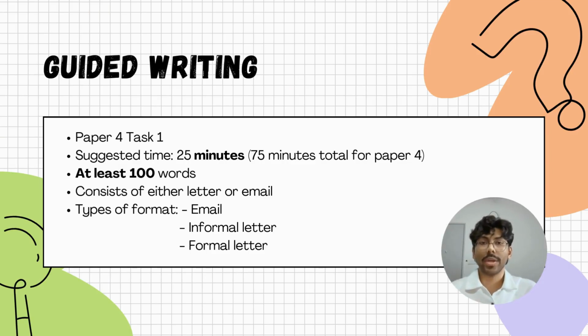Alright, before going into the main contents, let me remind you of the basic format of the guided writing or task 1 of paper 4. You should be taking at most 25 minutes because task 2 is much bigger and harder than task 1. So you should be allocating at least 50 minutes for task 2 while keeping 25 minutes for task 1. Your answer should have at least 100 words. And finally, as all of you are aware, task 1 consists of letters and emails. Letters can be of two types, informal or formal, while emails usually tend to be informal, as seen in the recent questions.